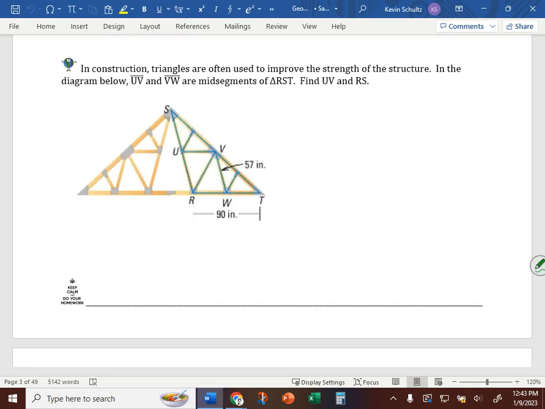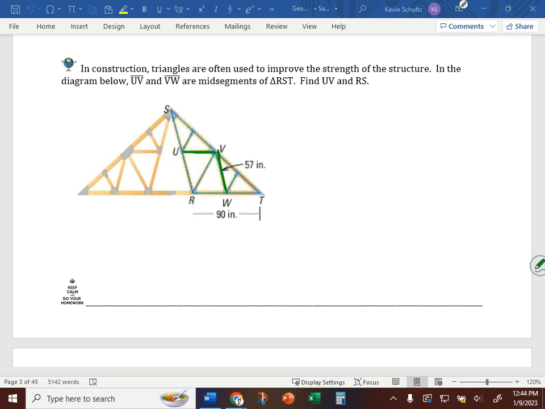We're supposed to do that one? Yes. Finish the page with the direction. In the diagram below, UV and VW are midsegments. So we have UV and WV as midsegments here. And it says find UV and RS.